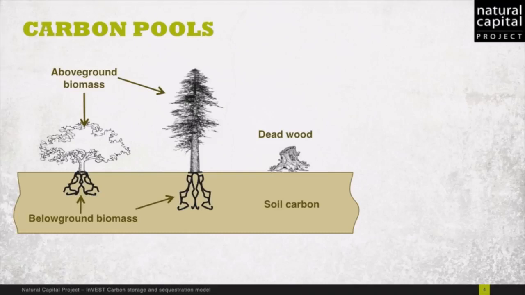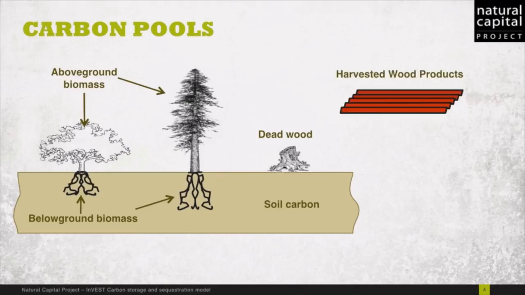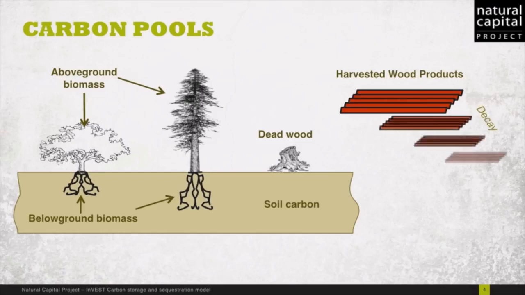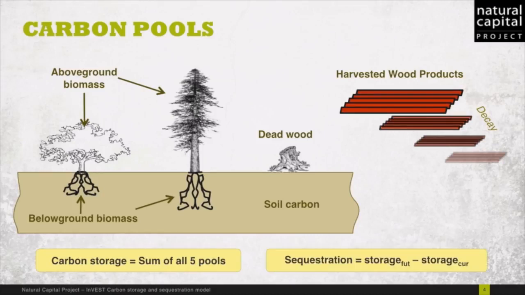Optionally, the model can consider a 5th carbon pool, harvested wood products. This is when wood is harvested and turned into houses, firewood, and other types of products that also decay and release their carbon over time. The total amount of carbon calculated by the model is the sum of all 5 of these carbon pools, and sequestration is simply the change in storage between future and current landscapes.